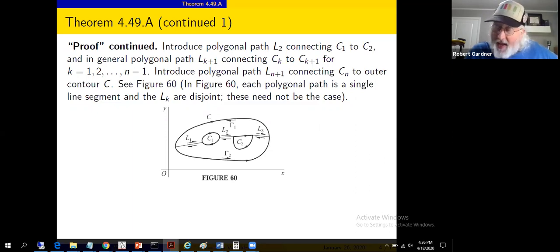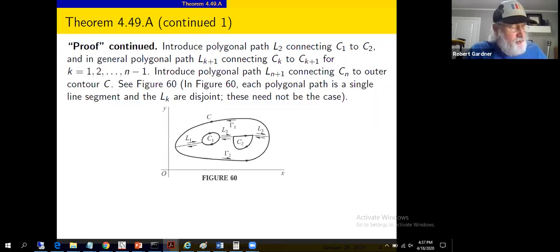So what they're getting at is a picture like this, where they're going to connect the outer simple closed contour to C sub 1 with a polygonal path, and it won't intersect any of the other stuff. That can be done. And then they're going to connect C sub 1 and C sub 2 with a polygonal path. Then they're going to connect C sub 2 to C sub 3 and so forth. And the last one, they're going to connect back to C. Here's what that gives you that's such great news for Cauchy's theorem.